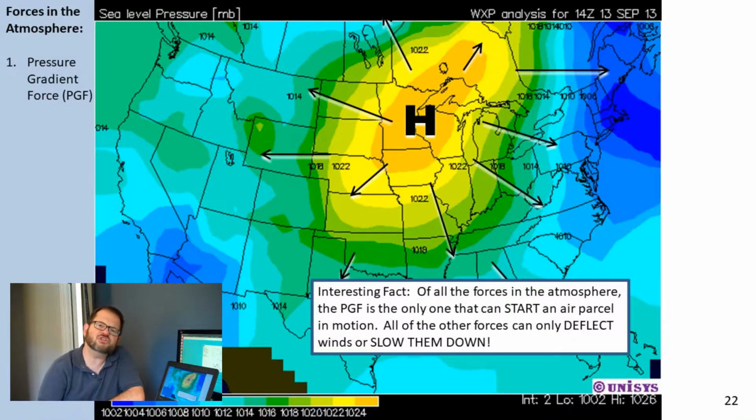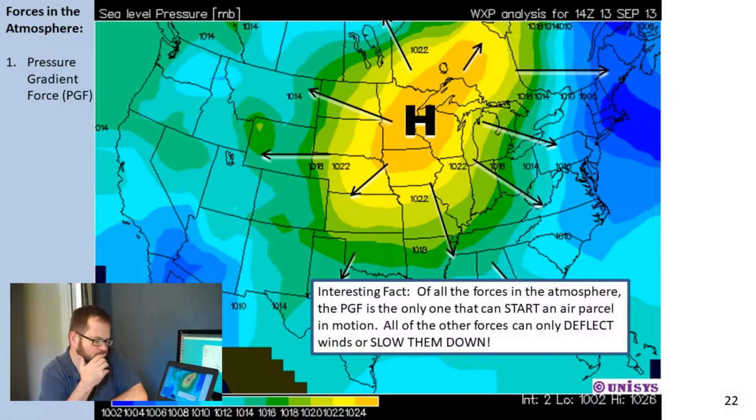Another interesting thing about the pressure gradient force, the pressure gradient force is the only force in the atmosphere that can take an air parcel that is not moving and make it start moving. There's going to be other forces at work that can slow it down or turn the air parcel, like deflect its motion, but no other force can start an air parcel from a standstill.